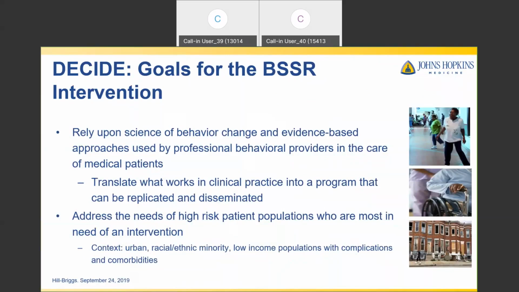And so in designing DECIDE, there were a few things that I set out to do with our teams, and that was to use our science of behavior change and evidence-based approaches. Often these are being used routinely by behavioral clinicians in care, but we want to translate that into what can be replicated and disseminated on a larger scale. And again, where I'm based and where my research environment is, within an urban, inner-city, low-income community population. And so I know that I would need to address the needs of high-risk patients in need of intervention.